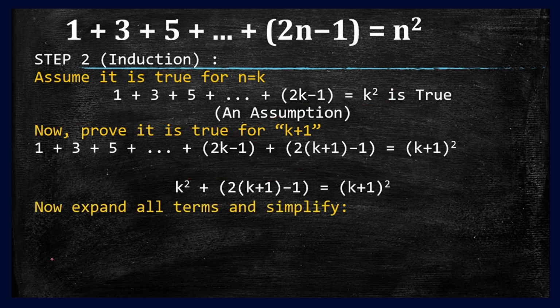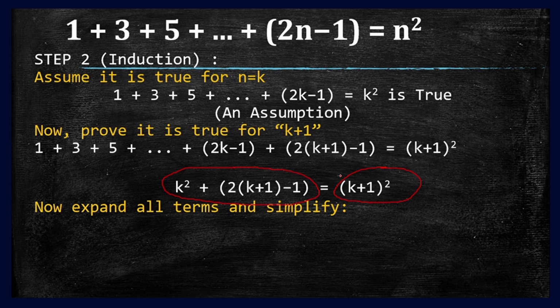So now we are going to expand all terms and simplify. Our goal now is for the right side and the left side of our equation to be the same so that we can say that our statement is true. So either we adjust the left side to match the right side, or the right side to match the left side, or we change both so that both sides of our equation become the same. So let's expand all terms and simplify.